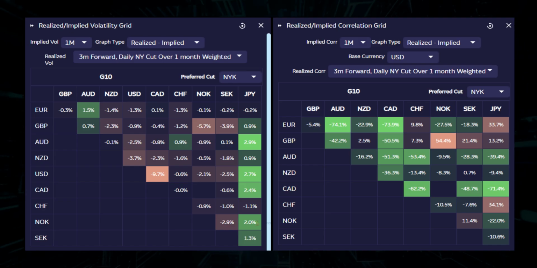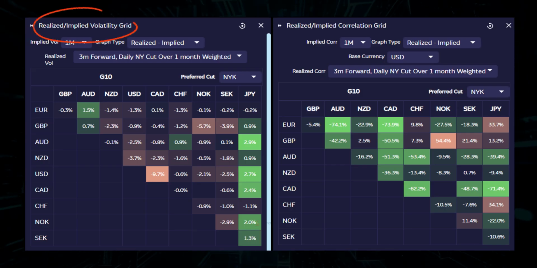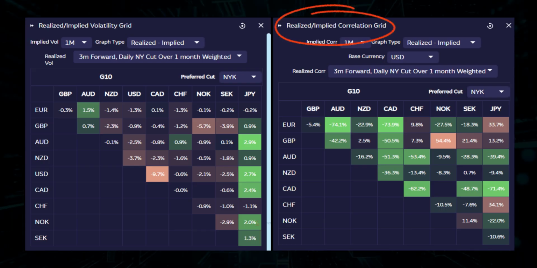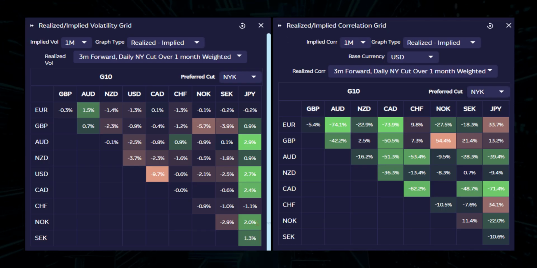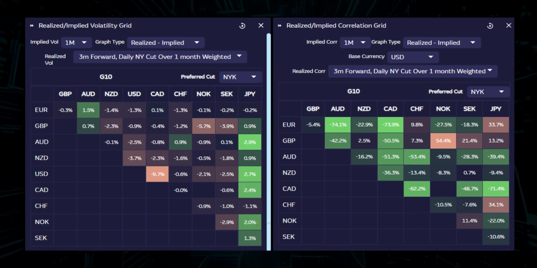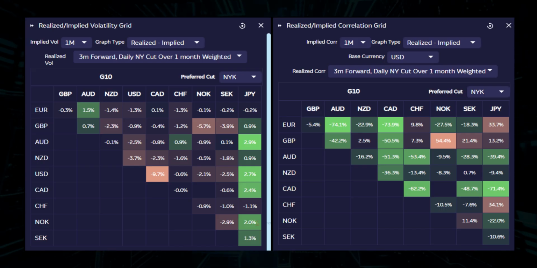The Market Analytics workspace includes two powerful comparative tools, the Realized and Implied Volatility Grid and the Realized and Implied Correlation Grid. Together, they allow traders to analyze how current market expectations compare to historical market behavior, both in volatility levels and in the way currencies move relative to each other.